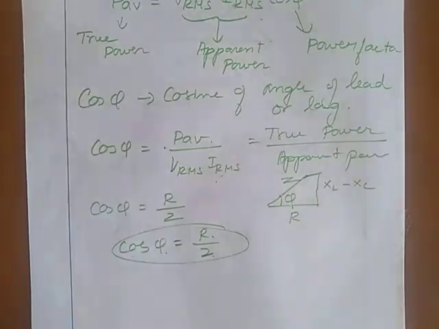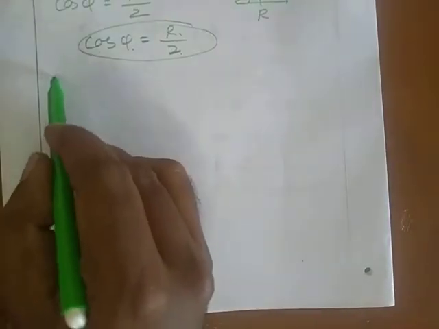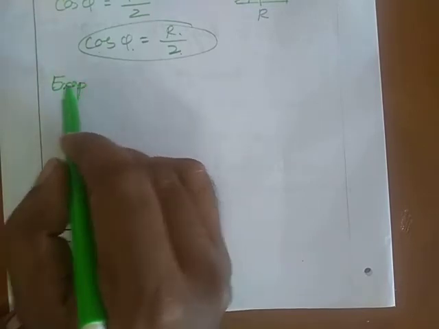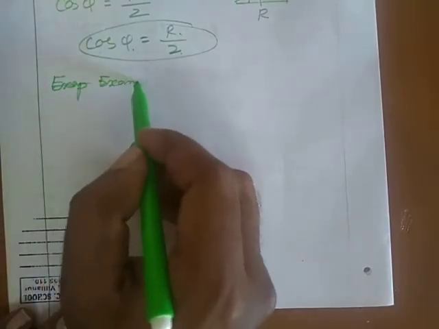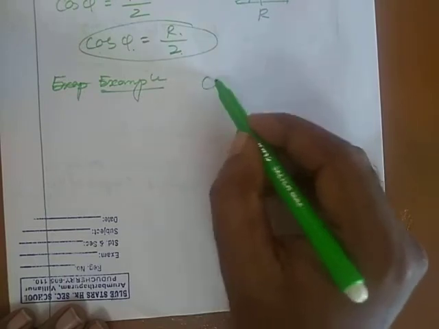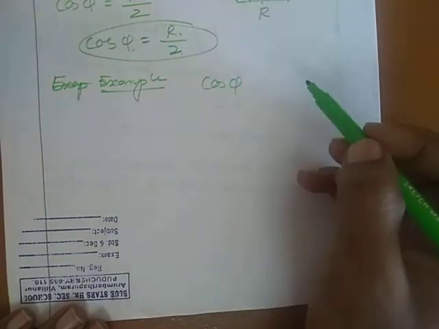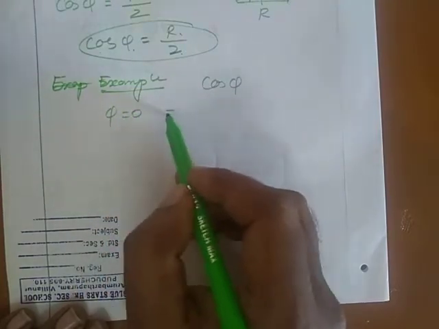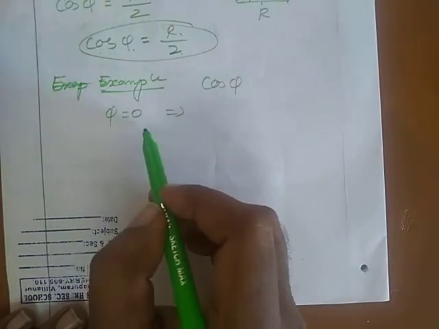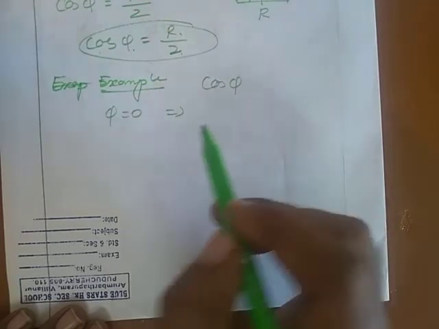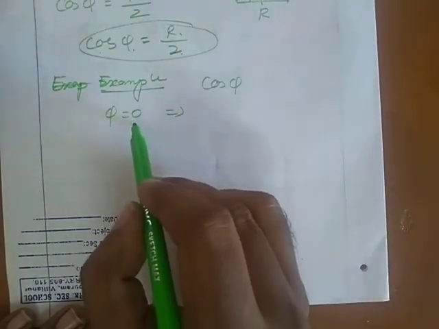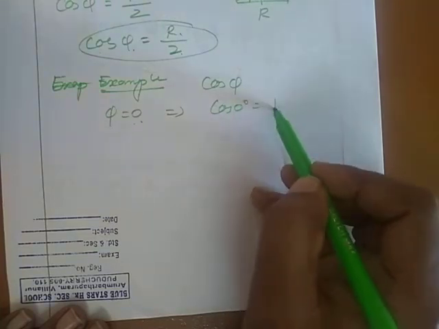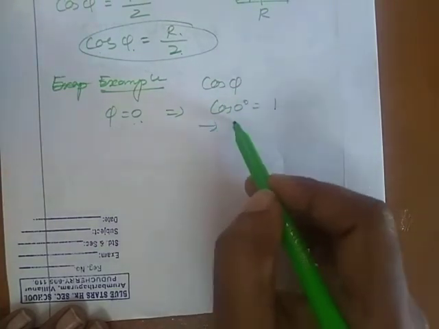Let me see some example for this power factor. We know cos phi is a power factor. If phi is 0, that means for a purely resistive circuit, the phase angle between current and voltage will be 0, then cos 0 becomes 1. This is for resistive circuit.